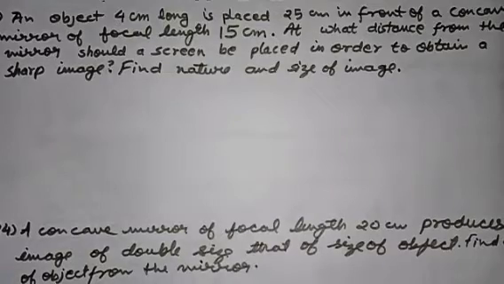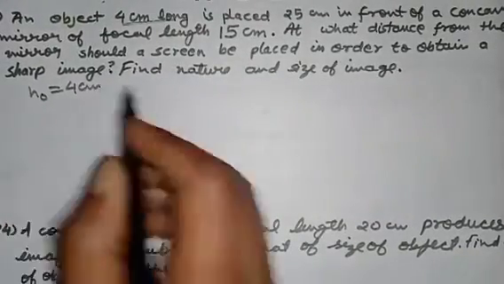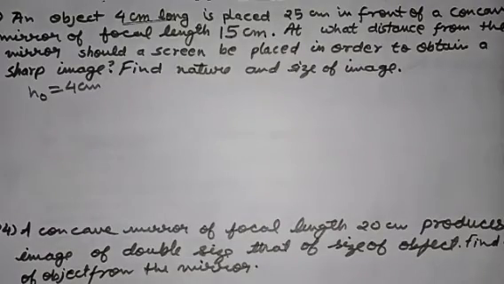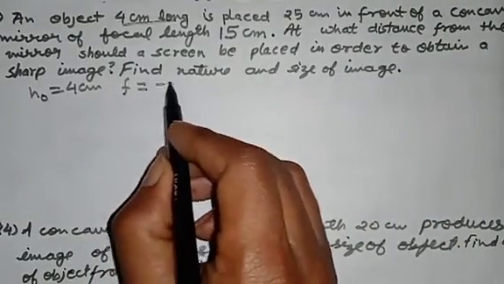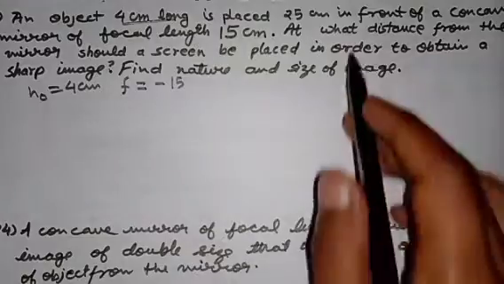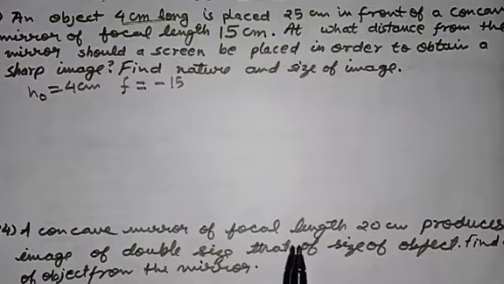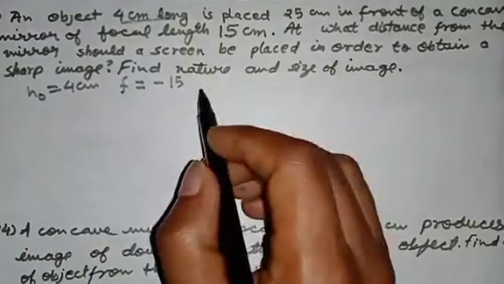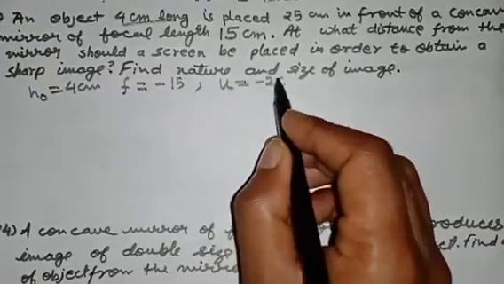Alright, so here an object 4 centimeter long is placed, actually the height of the object is 4 centimeter, placed 25 centimeter in front of a concave mirror of focal length. Concave it is, and it is a mirror, so f is minus 15, and we will apply the mirror formula. What distance from the mirror should a screen be placed? Remember, a concave mirror produces real images mostly, and a real image is one in which reflected rays actually intersect and which can be obtained on a screen. So this is what they are asking, the image distance. So u is minus 25 centimeter.